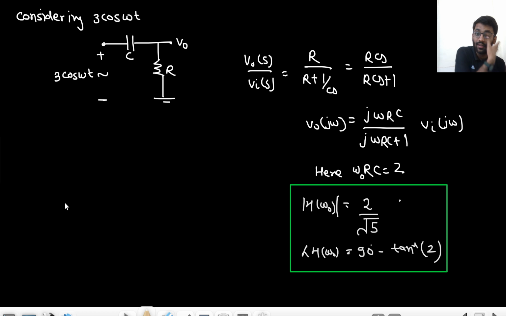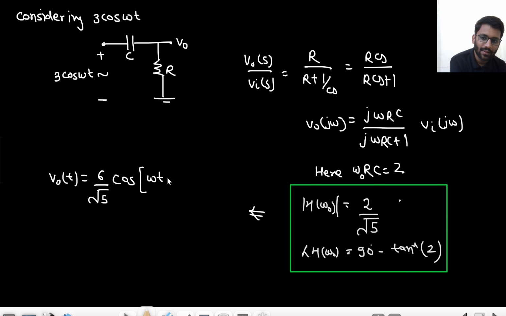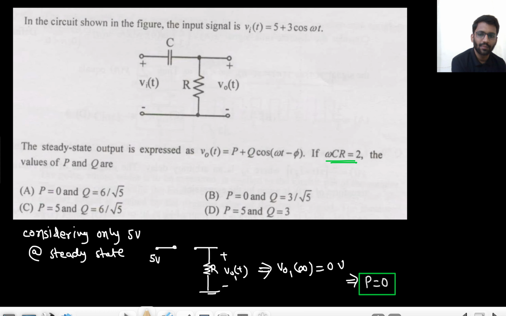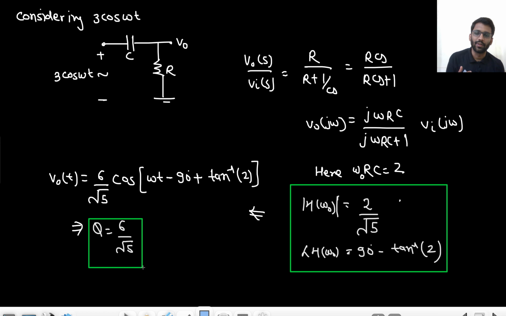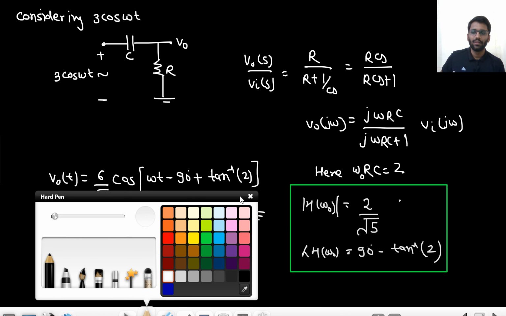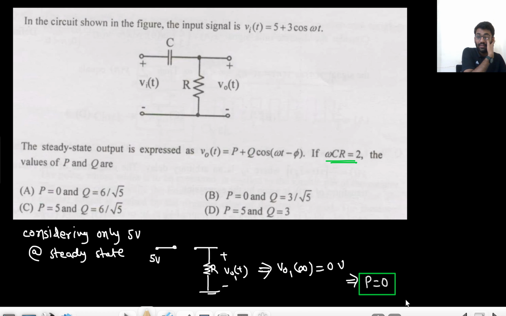So basically I can write my V naught t. From here I am writing my V naught t. That would be 3 into this magnitude, 6 by root 5 cos(omega t minus 90 degree plus tan inverse 2). So basically my Q value is 6 by root 5. This is my Q value and my P value was 0. They didn't ask the angle, they just asked the value of P and Q. So my Q was 6 by root 5 and my P was 0.